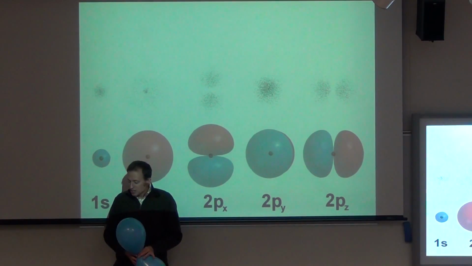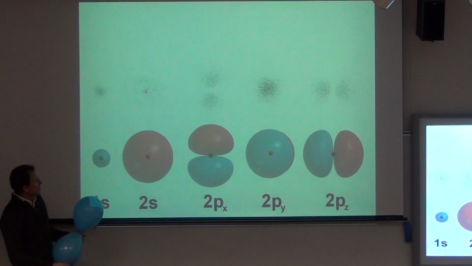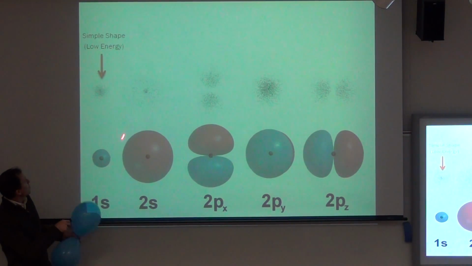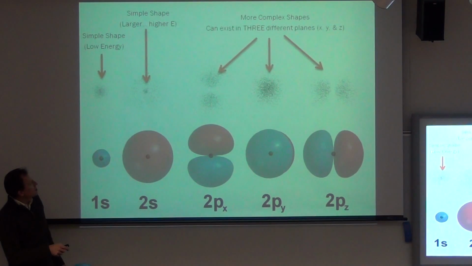Well, here's the trick, and this is where you take in as much as you can, because you're still going to be able to apply this and figure this out. I have maybe a simple shape, 1s. Well, this is also a simple shape. It just got bigger, so maybe a little higher energy. You don't have to write any of this. But then, here we go. Why do I have 3? It says 2px, 2py, 2pz.